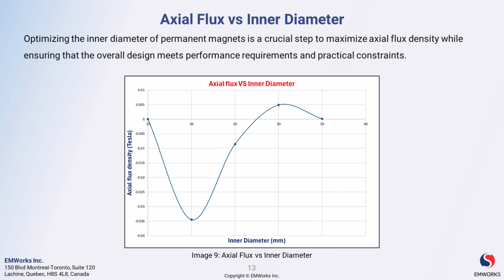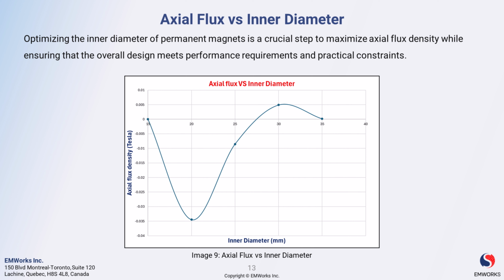Moving on to the next slide. The image on this slide represents a graph showing the relationship between the axial flux density and the inner diameter of the permanent magnets used in the disk permanent magnet governor. The x-axis represents the inner diameter of the magnets, while the y-axis represents the axial flux density.